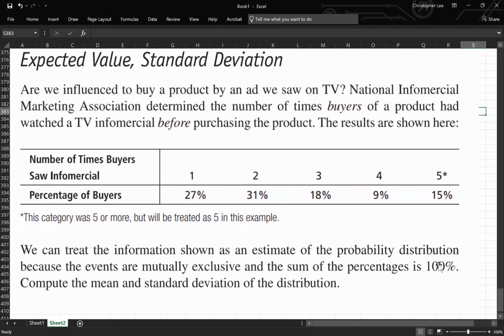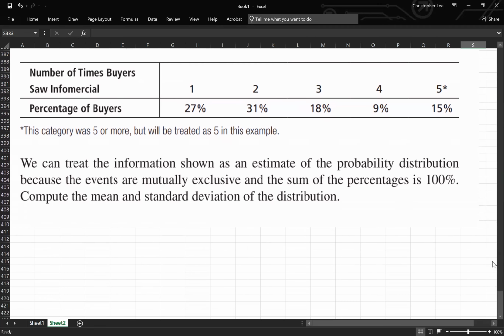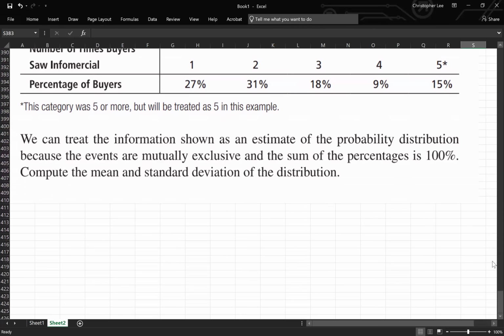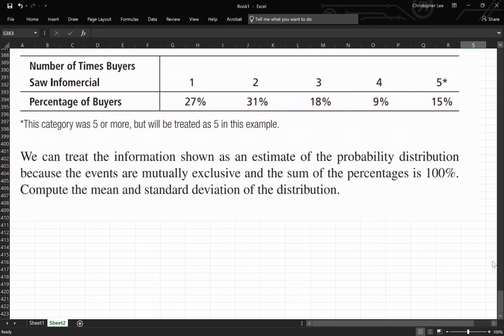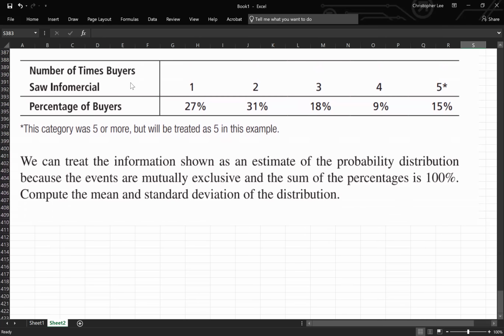So anyway, we could treat the information shown as an estimate of the probability distribution because the events are mutually exclusive and the sum of the percentages is 100%. So then it says to compute the mean and the standard deviation of the distribution. So let's get it. I'm going to call the number of times buyers saw the infomercial X, and my percentage of buyers, I'm going to call that P of X.